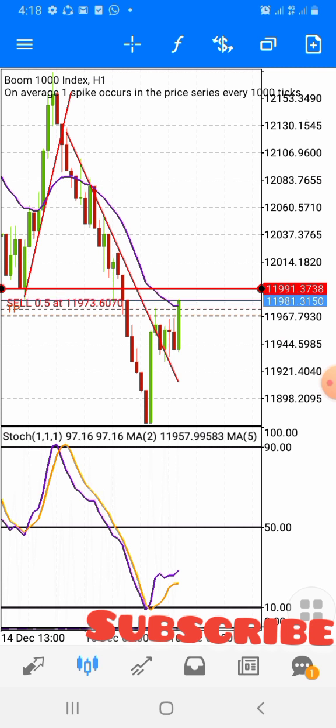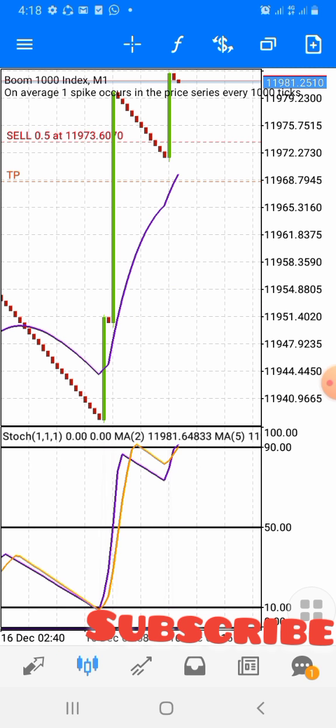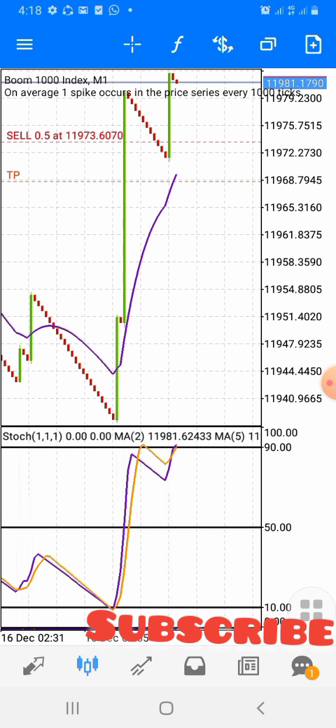But I'm not going to close it. I'm going to hold it, and I may close it when it breaks even. I can enter another entry now. I can take another position right now if I wish to do that. I can take one more position, but I'm going to leave it like this to be going down. I'm not going to close it. So that is how you deal with a spike.